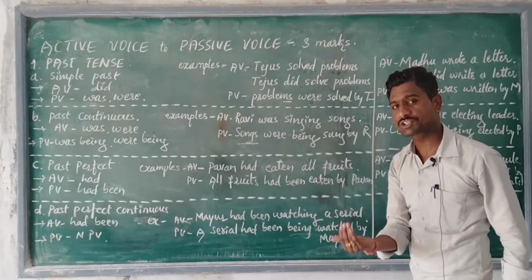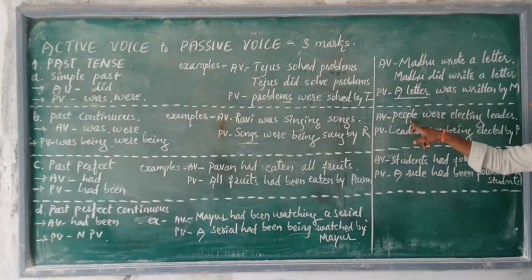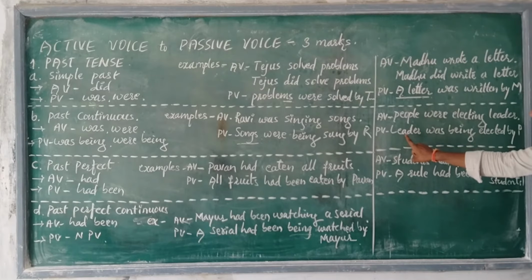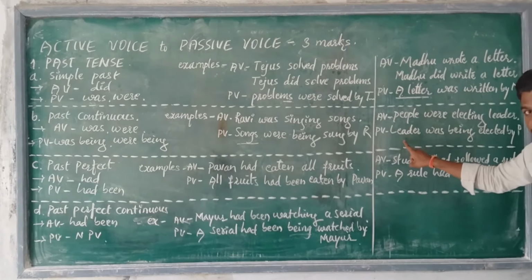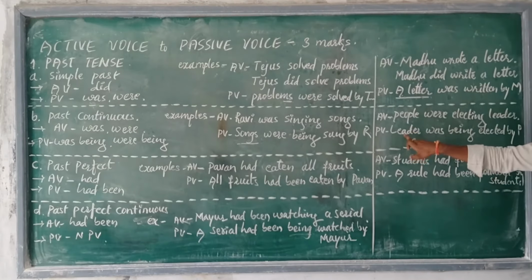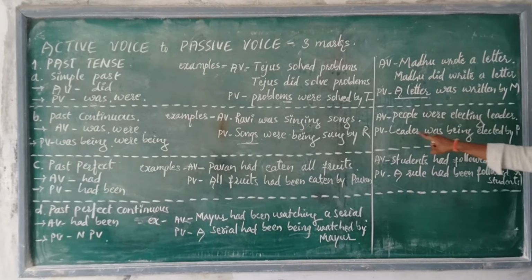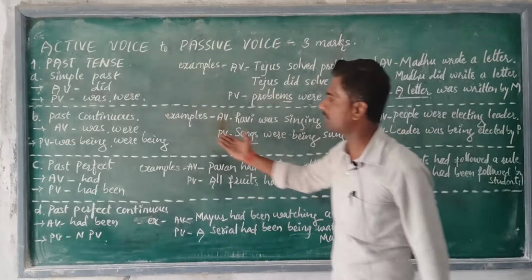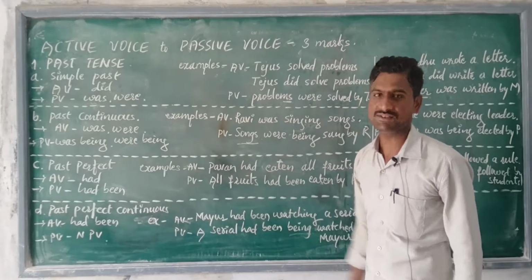Then take the quantity of the subject in singular. See, people were electing a leader. This is also past continuous. And the passive voice of the statement has leader, this is singular form. When we use a singular subject, it takes the help of a singular helping verb. Leader was, instead of ing, being. A leader was being elected by people. These are the examples of active voice to passive voice in past continuous.